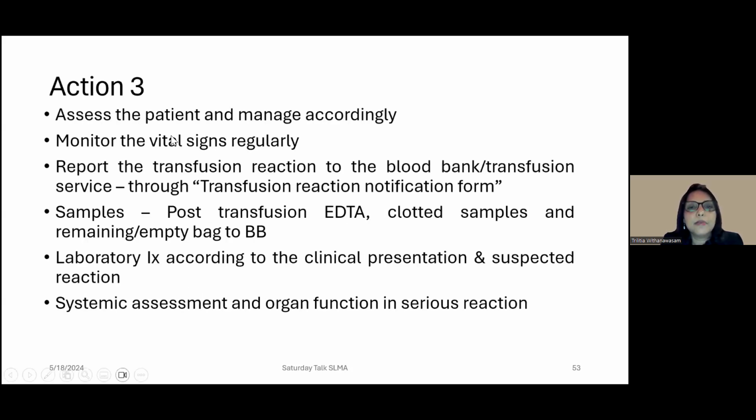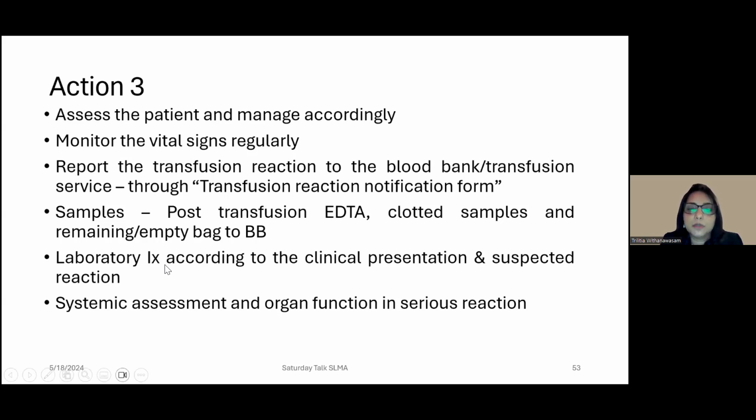Action 3: assess the patient and manage accordingly. Vitals should be monitored regularly. And while managing the patient, with the team and assistance coming, you have to report these transfusion reactions to the blood bank through the transfusion reaction notification form, along with the post-transfusion EDTA and clotted samples, and the remaining blood bag. If the blood bag is empty, even the tube and empty bag should be returned to the blood bank.